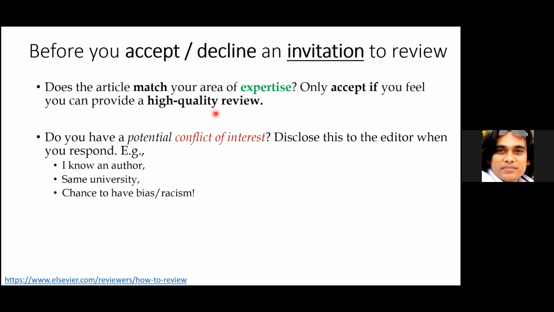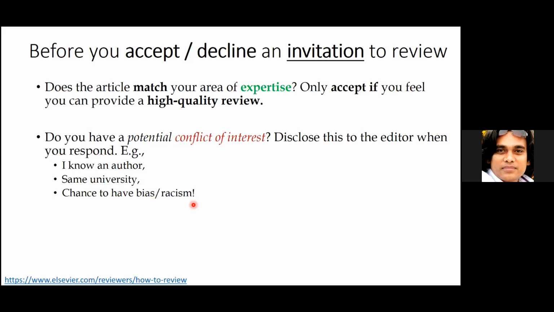Conflict of interest: make sure whether there is anything. For example, if you know one of the authors, or if you are from the same department or same university, or if you have a bias or racism, like you hate someone or some country, which unfortunately is not good, and you may have some kind of potential issue, then you can write to the editor that I don't like that group, or I belong to them, or I know them, so it is better not to review that paper.